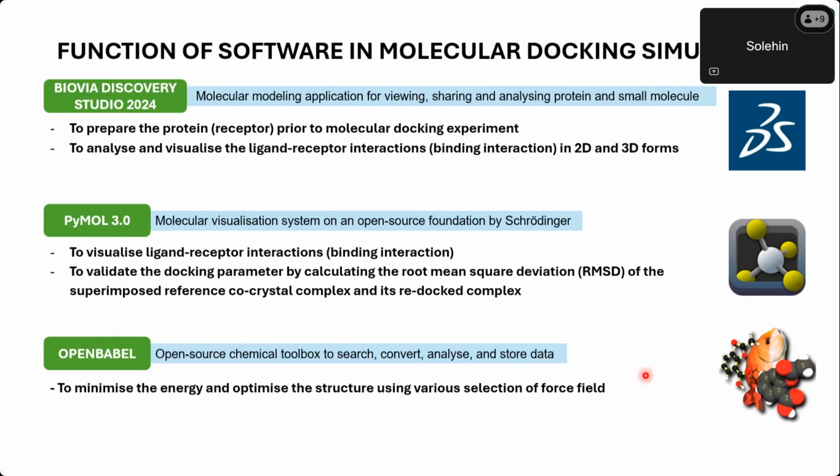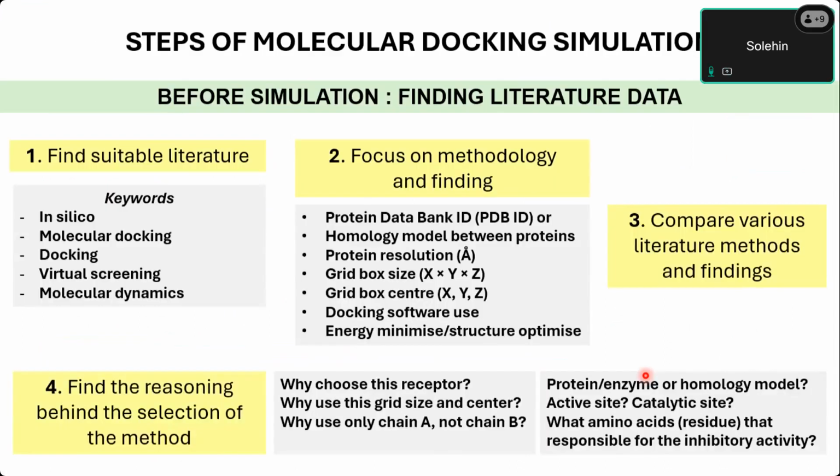Okay, next we move to the step. Before simulation, it is better for all of us to find a good literature according to what we want to search. Like if you want to do diabetes, we use alpha glucosidase and alpha amylase. And if you want to study Alzheimer's, you find the literature related to Alzheimer's disease that uses cholinesterase activity. And if you want to proceed with a cancer study or cytotoxic, find a paper that is relevant to the cytotoxicity.